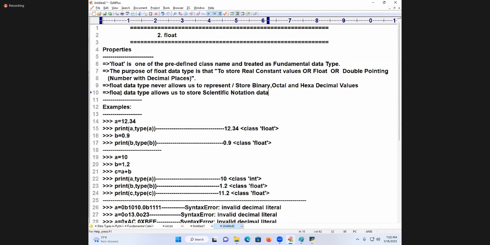For what purpose? What is the meaning of scientific notation? Why did this come into the picture in data science? Why is it most important?